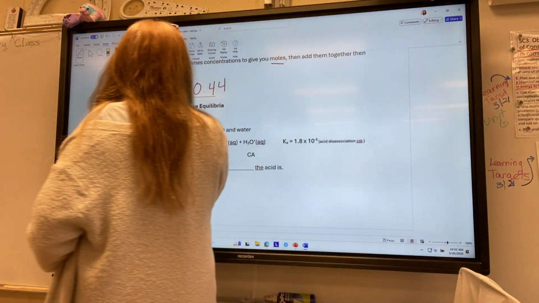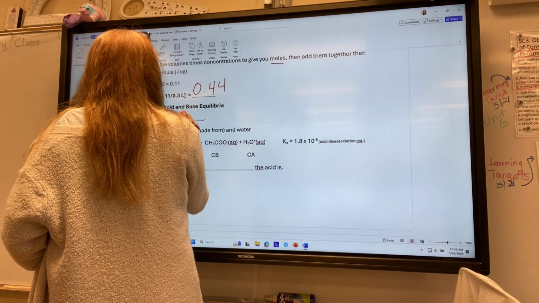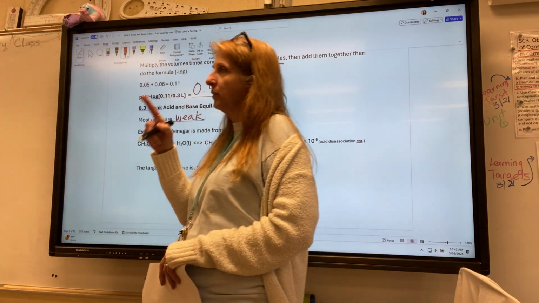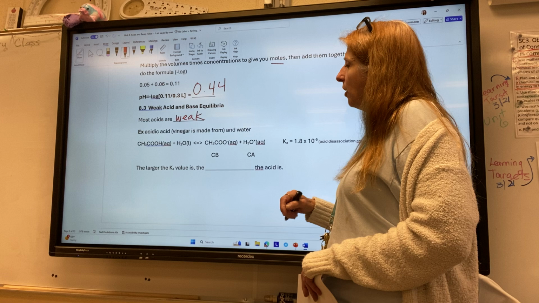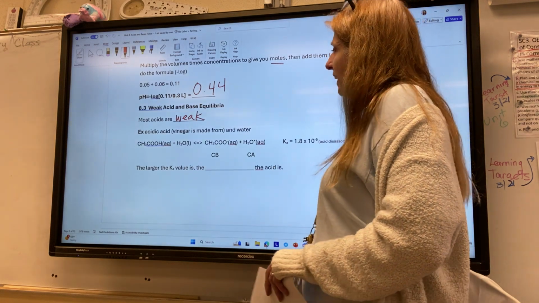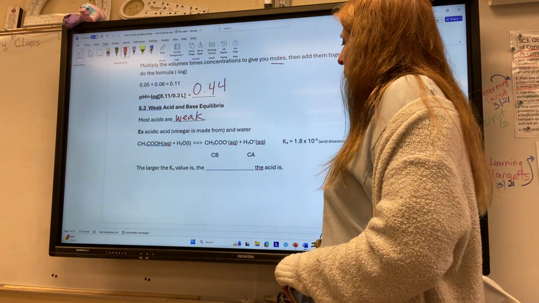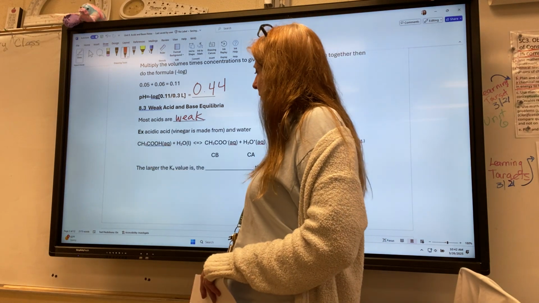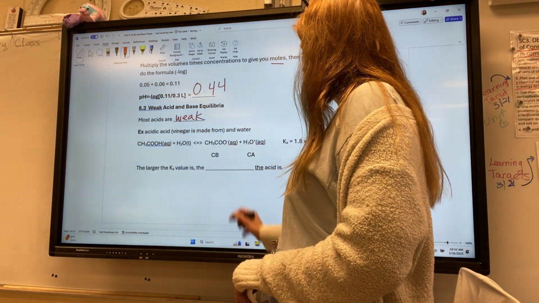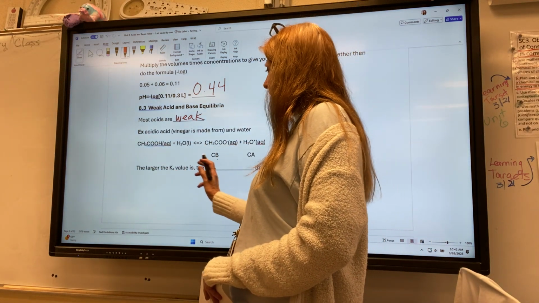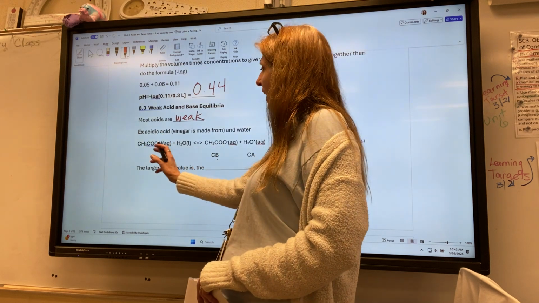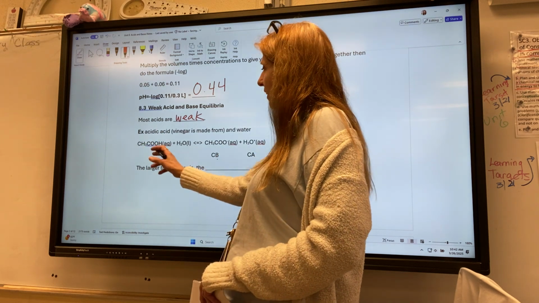So weak acids and bases. Most acids are weak, all except the ones you're memorizing. So an example of a weak acid is acetic acid. Vinegar is made from it, and water. So here's a reaction between acetic acid and water. This is its conjugate base. The conjugate base is always the acid minus the H. See how that's the acid?